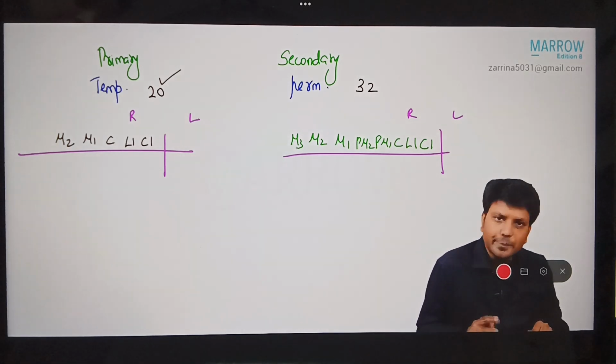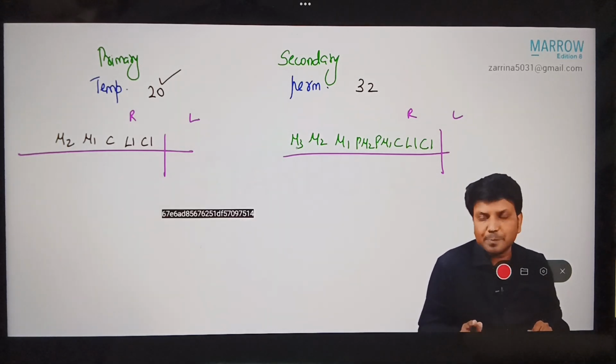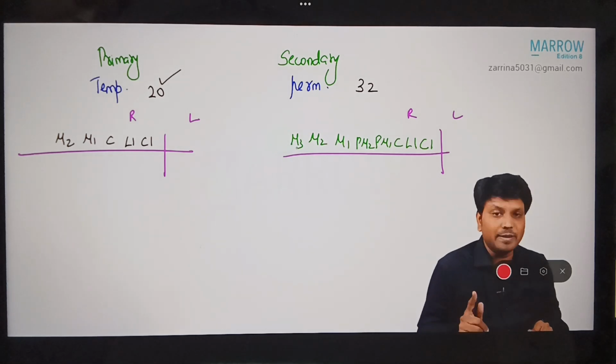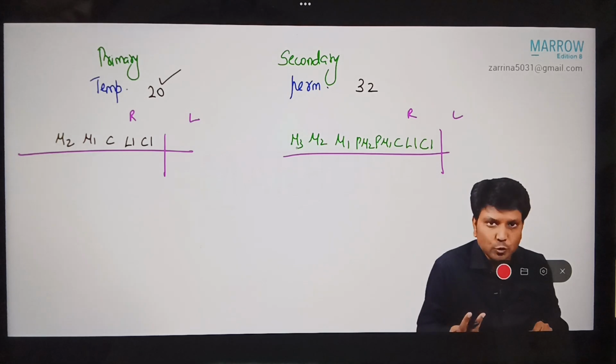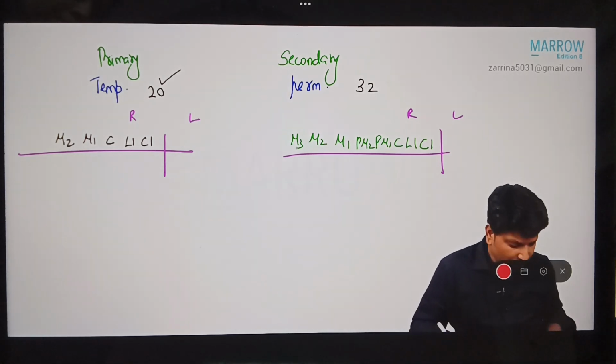Right? What is the difference between temporary dentition and permanent dentition? You can see there are 2 premolars and 3 molars in permanent teeth. 2 premolars, 3 molars. Whereas in your temporary teeth, we don't have any premolars at all. Only in permanent teeth do you have 2 premolars and 3 molars. Remember, this is important.